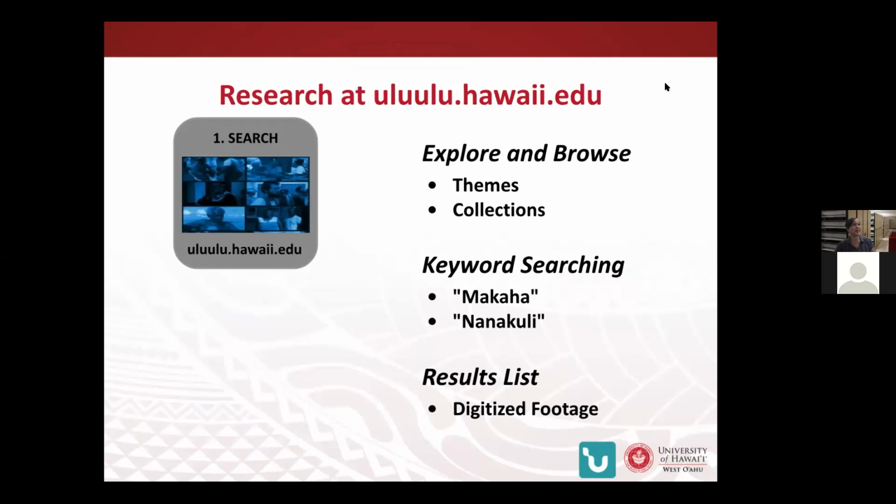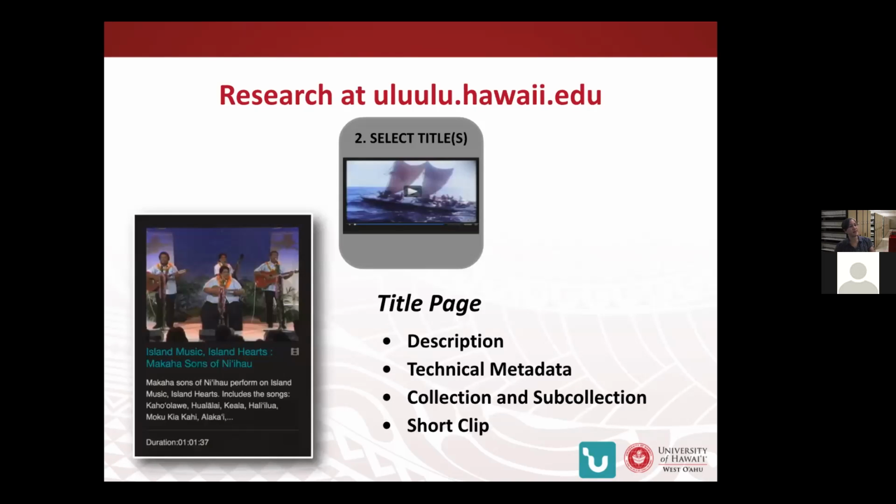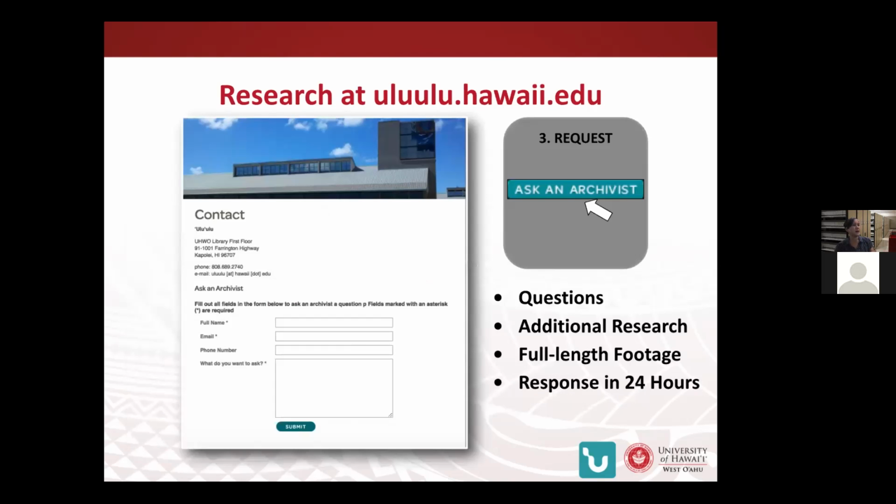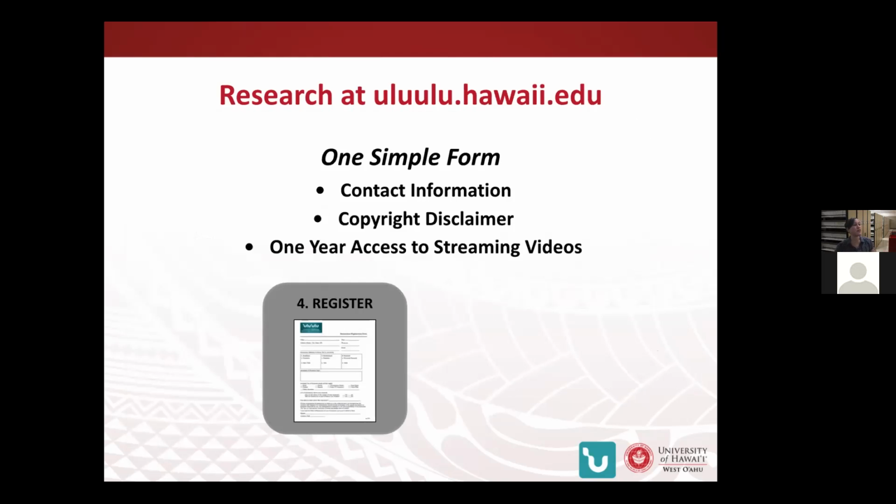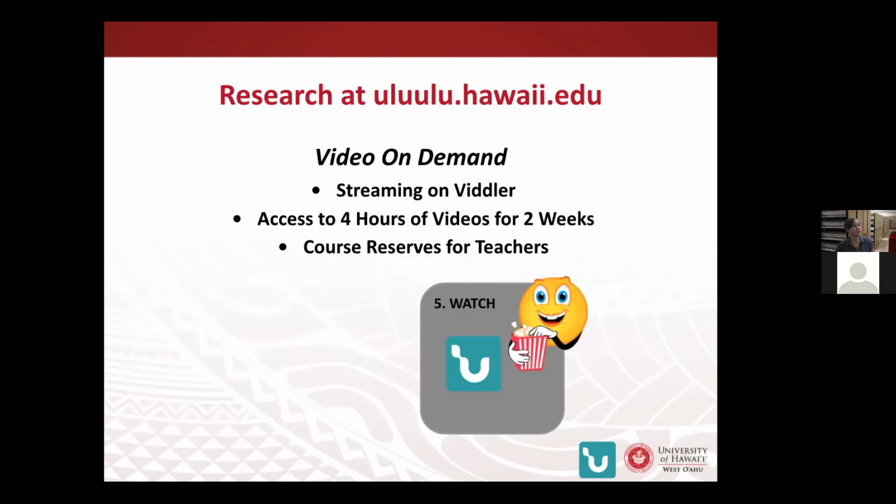So that's what we did. We started our search. We did a keyword search for Makaha. We got the results list of all of those thumbnails that showed the different videos that were related to Makaha. We selected the title. On the title page, we were able to read some description about it and watch the short clip. At the bottom of the page, clicking Ask an Archivist allows you to fill out this contact form, which you can do to request access to the full-length footage. Registering as a researcher with this one simple form gives you access to our streaming server where you can watch the video that you requested full length online.